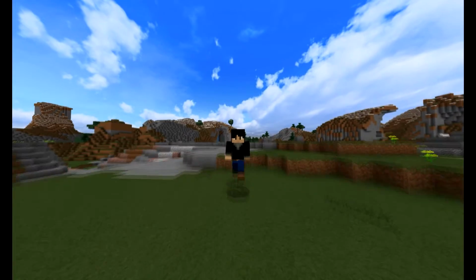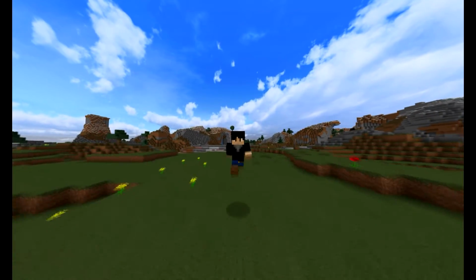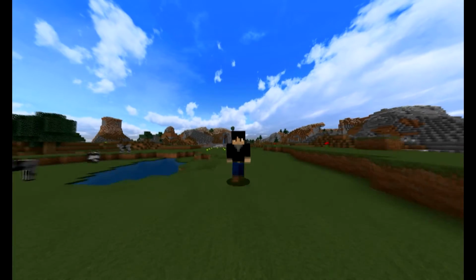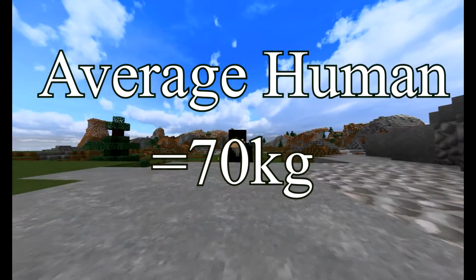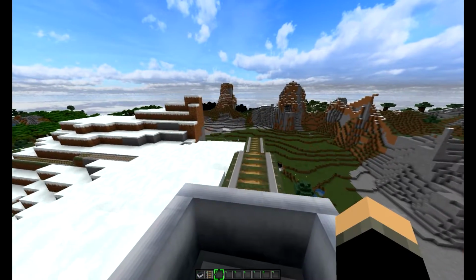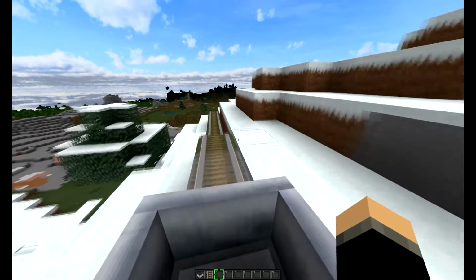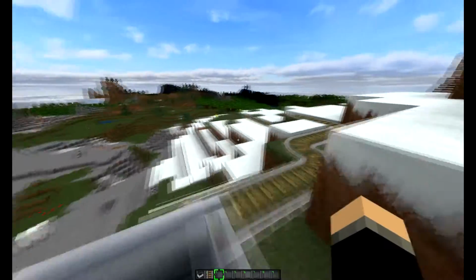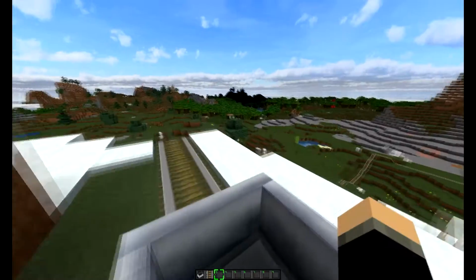Before we start out with any calculations, we must first find out the mass of both the player and the minecart. For this experiment, I will be using the mass of an average human, which is 70 kilograms, as the mass of the player. The minecart, however, is not so simple because there is no standardized mass for a Minecraft minecart. So what I'm going to do to figure out the mass of a Minecraft minecart is to utilize the information we do know, and that is the mass of iron in the real world.